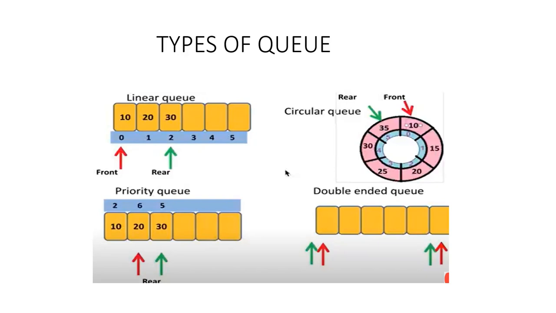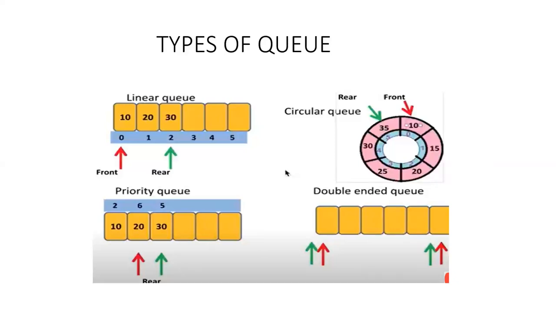Next comes the priority queue. A priority queue is one where we insert the data one after the other and set a priority value for each and every data. The data having the highest priority will be deleted first. In this example, the three data 10, 20, 30 have the priorities 2, 6 and 5. Which has the highest priority? Yes, it is the data 20, which has the priority 6, so it will be deleted first.